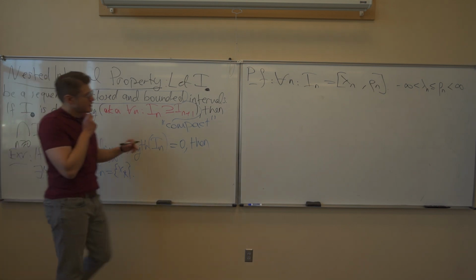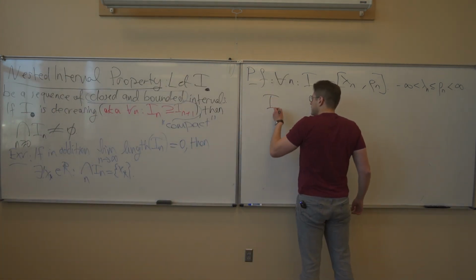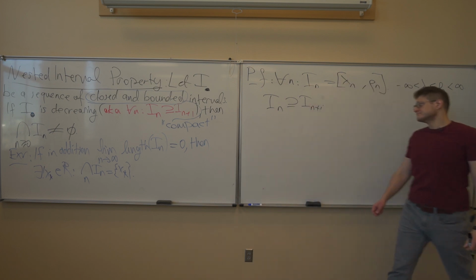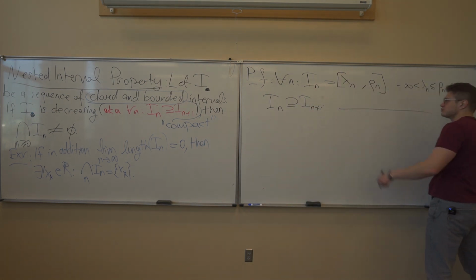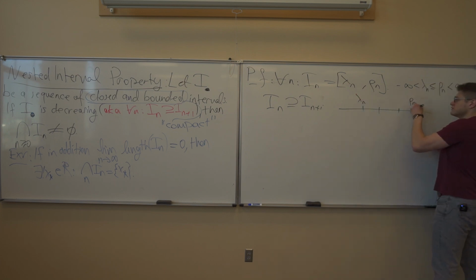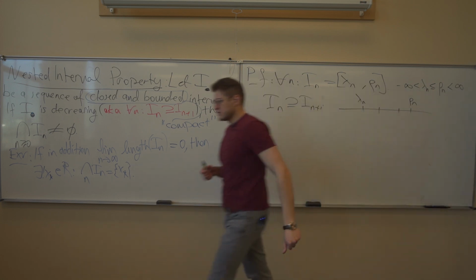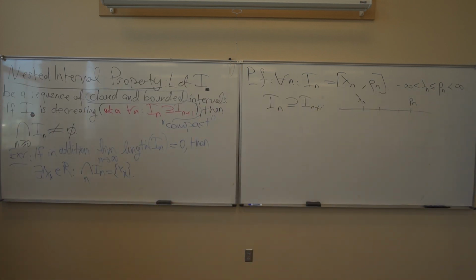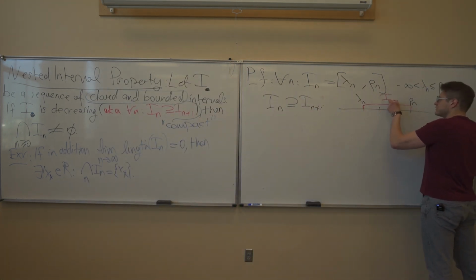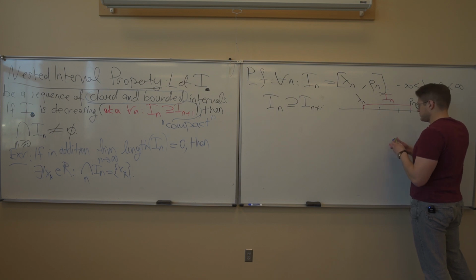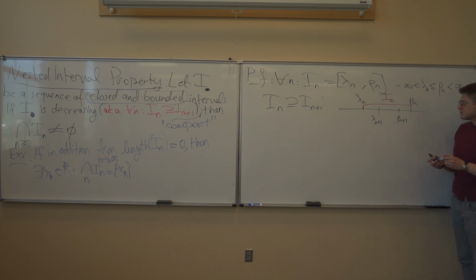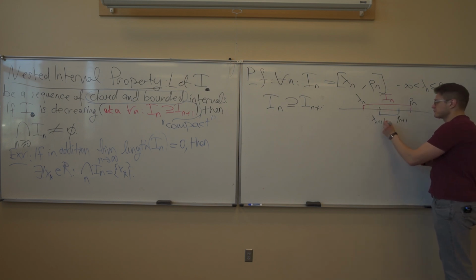Now, I know that I sub n includes I sub n plus 1. Well, drawing the picture, it says that it's like this. This guy is I sub n, and I sub n plus 1 is in there. So let's say this is I sub n, and then this guy is I sub n plus 1.